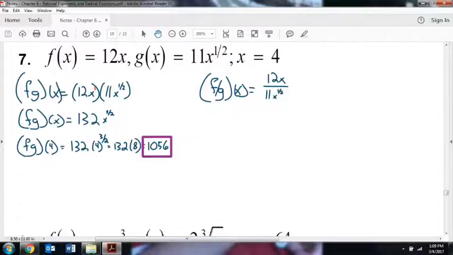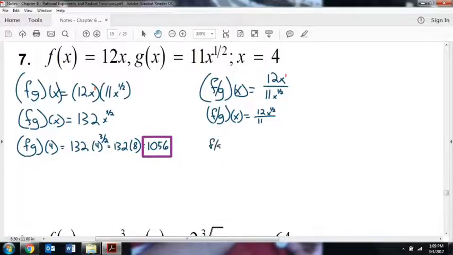And since 12 divided by 11 doesn't reduce, we're just going to leave it alone. So it stays 12 over 11. But again, remember, there's a little understood 1 right here. So 1 minus 1/2 is 1/2. So this turns into an x to the 1/2. And since it's positive, it stays on top.